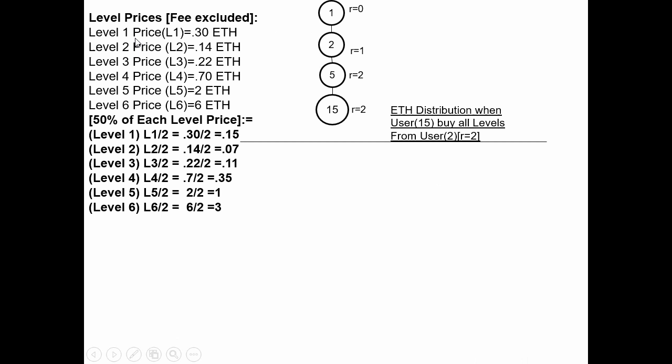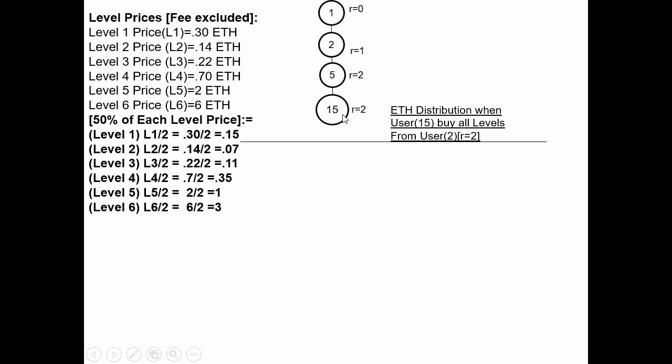Here you can see all level prices. Level 1, 2, 3, 4, 5, 6. Level 1 price is 0.30, then 0.14, 0.22, and so on, and 50% of each level price. Level 1 50% price is 0.15, which is 0.30 divided by 2. And level 6 price is 6 Ethereum, so 50% of level 6, divided by 2, is 3 Ethereum. I hope you got it.